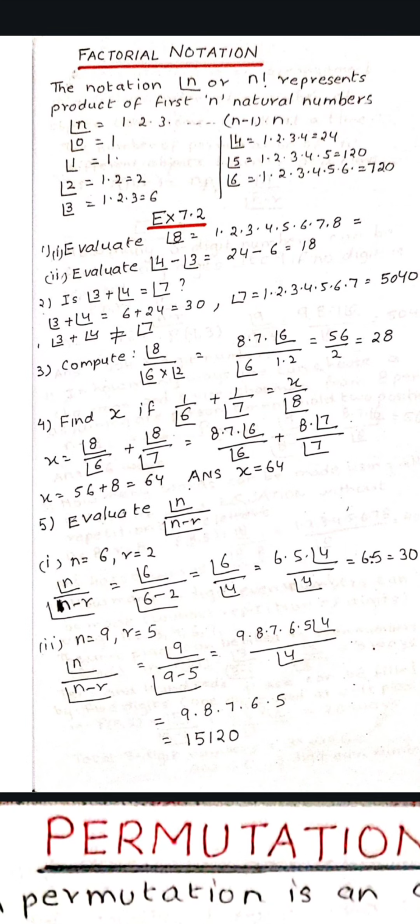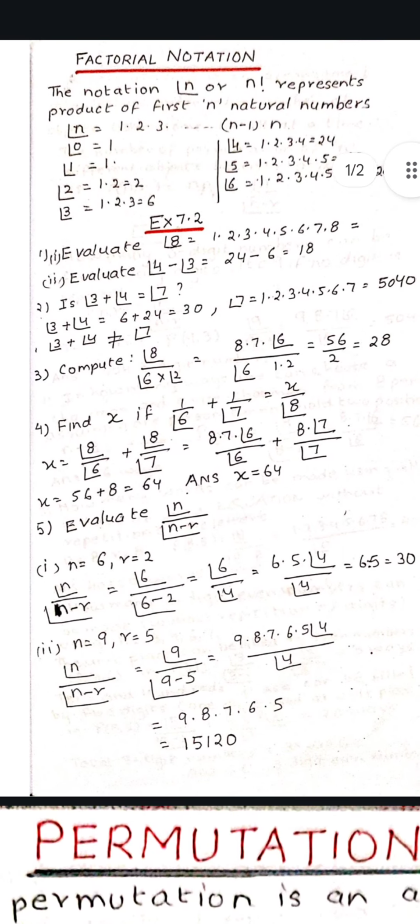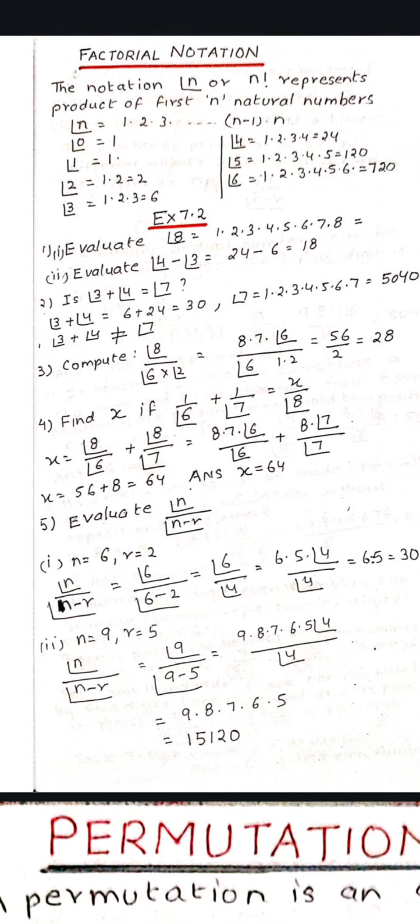Is factorial 3 plus factorial 4 equal to factorial 7? Now let us check. Factorial 3 plus factorial 4 is 6 plus 24, 30. And factorial 7 is 1 into 2 into 3 into 4 into 5 into 6 into 7, that is 5040. So you can see that factorial 3 plus factorial 4 is not equal to factorial 7.